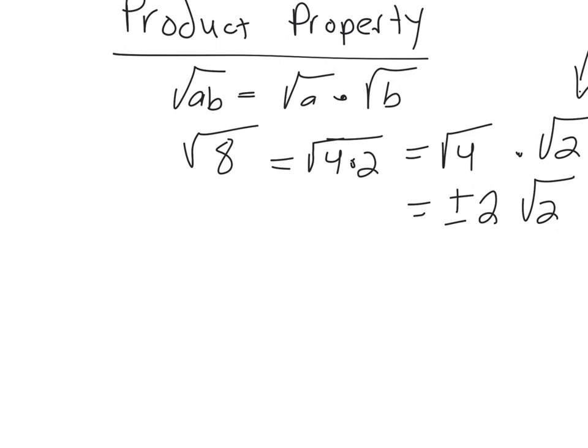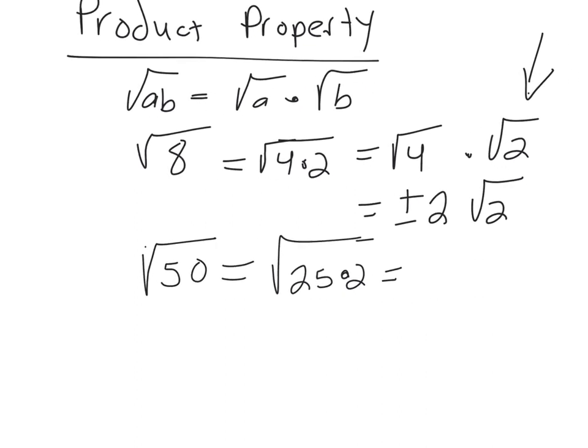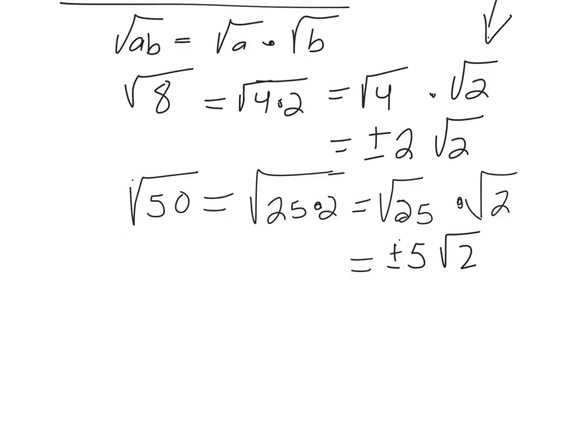Okay, let's do another example. Let's do the square root of 50. Now, the square root of 50 would be a decimal, but we can go ahead and change this to 25 times 2. Why would I want to do that? Well, although I can't take the square root of 2, I can take the square root of 25. So this answer would be the square root of 25, which is plus or minus 5, times the square root of 2. That's how you would simplify radicals.